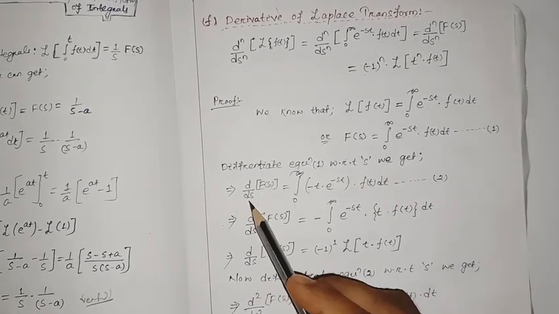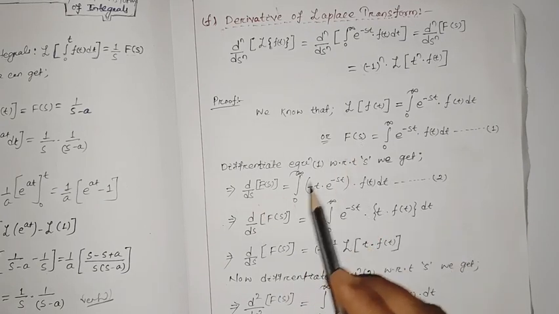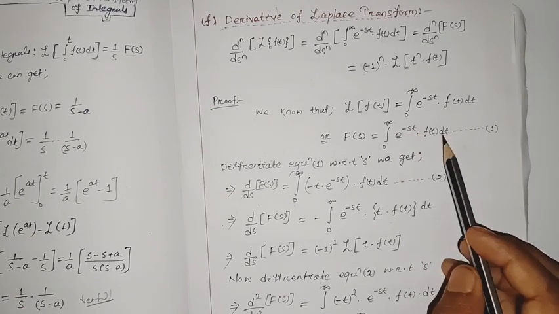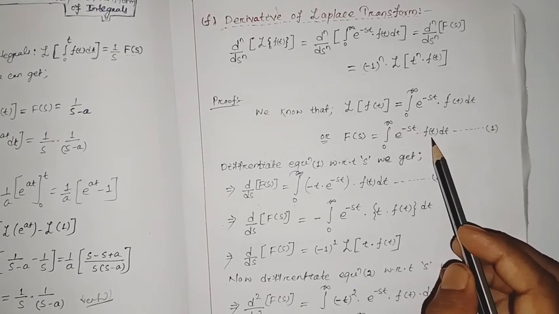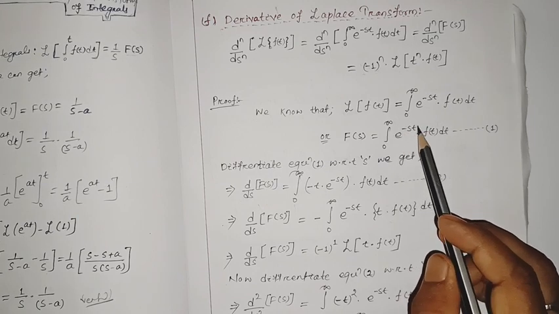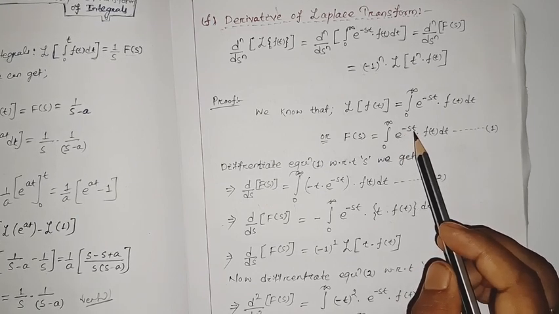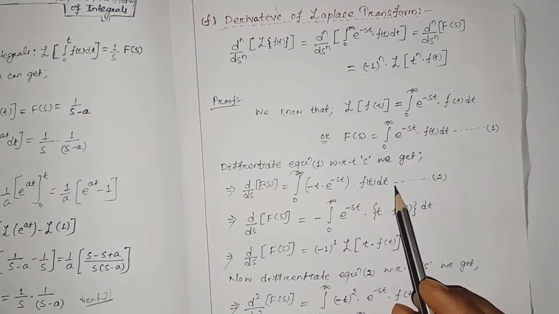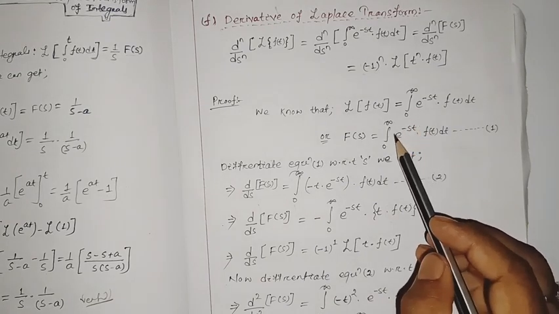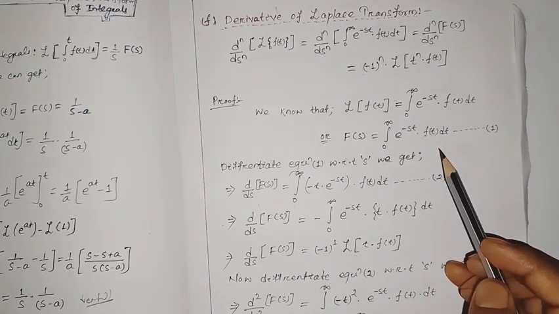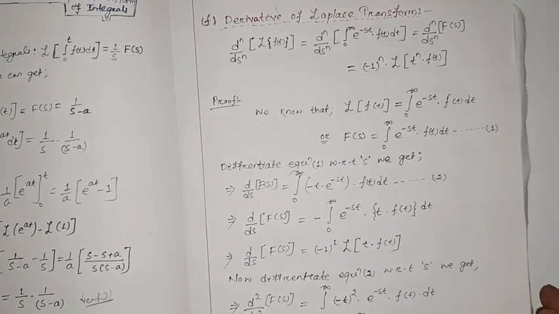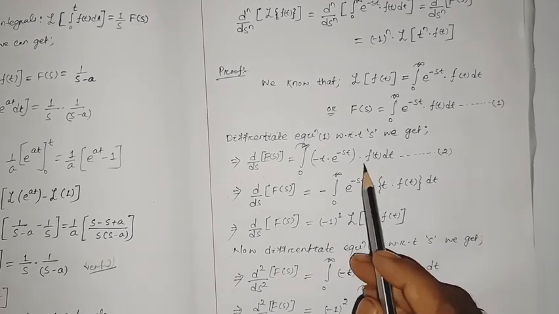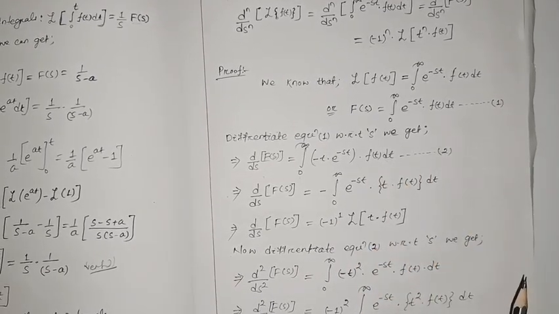That implies d by ds of capital F of s equals, here you can see this is a function of s, and this is a function of t, which will act as a constant. If I differentiate e to the power minus st with respect to s, it will be minus t e to the power minus st into f of t dt, because minus t will act as a constant. So minus t into e to the minus st into f of t dt. Let this be equation number 2.